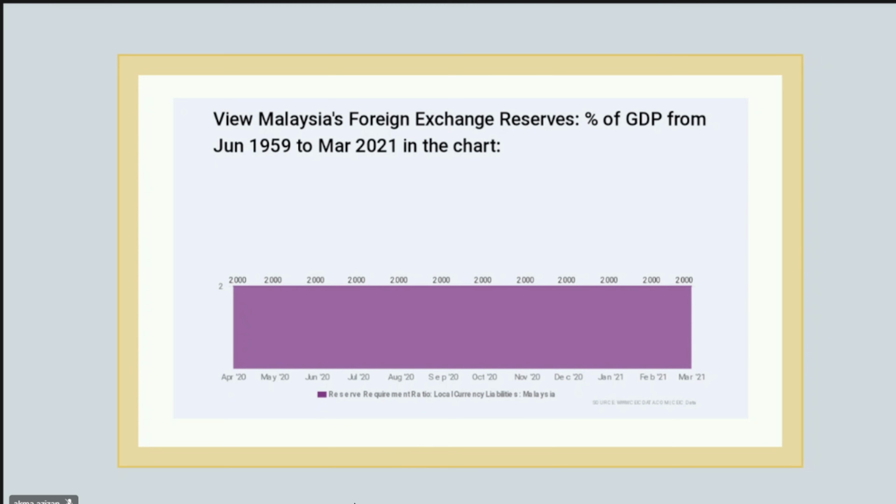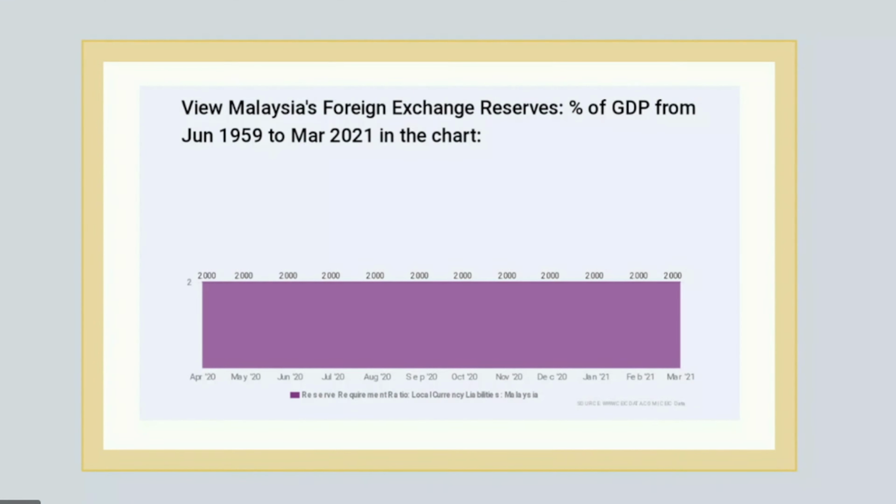Next, we will be looking at the reserve as a percentage of GDP. There's a correlation between this percentage and the duration of retained import. For example, the percentage is 2% in January 2021. Next slide, please.